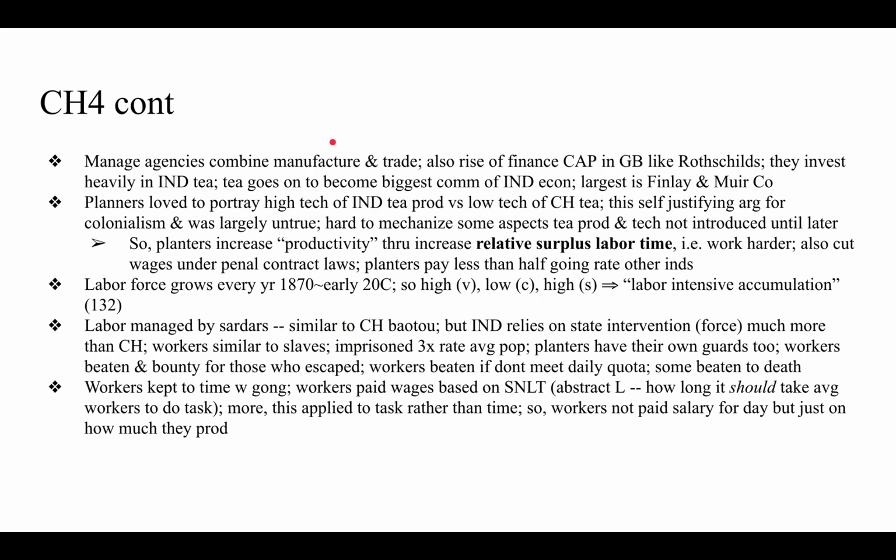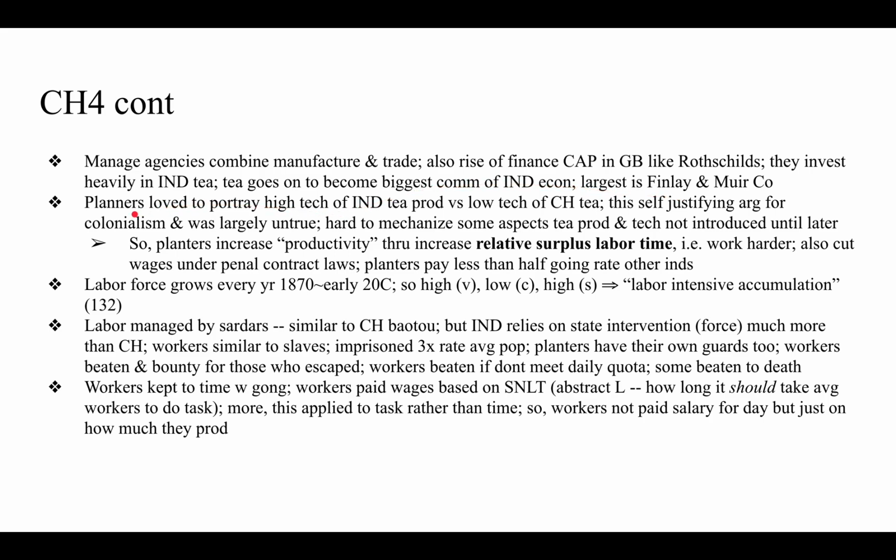So the managing agencies combined manufacture and trade, and this mirrored the rise of finance capital in Great Britain, like the Rothschilds as well. They invested heavily in Indian tea, and Indian tea went on to become the biggest commodity of the Indian economy. The largest company was Finlay and Muir Company.